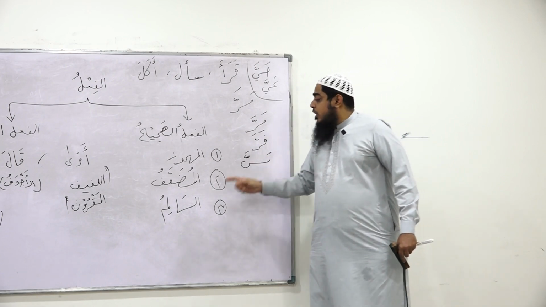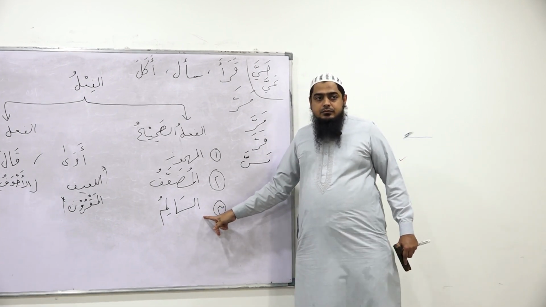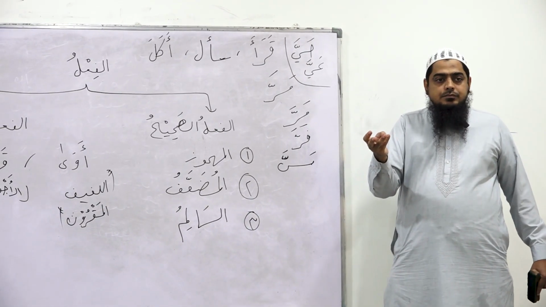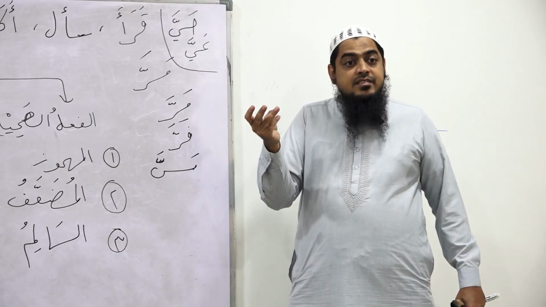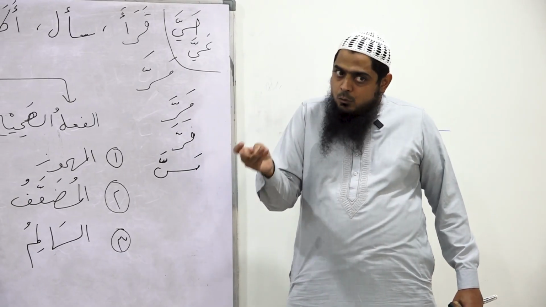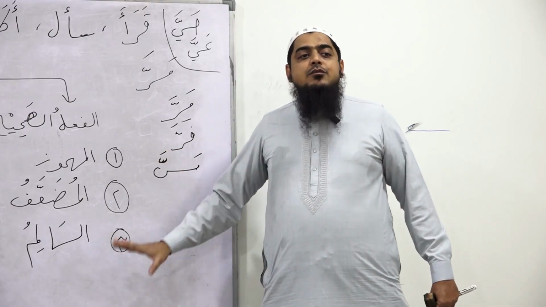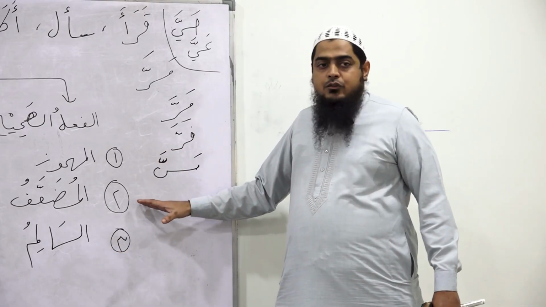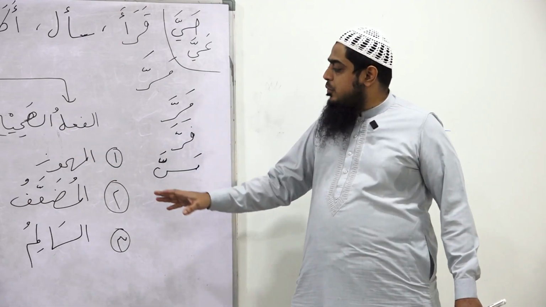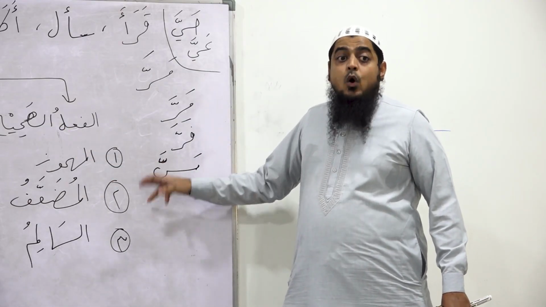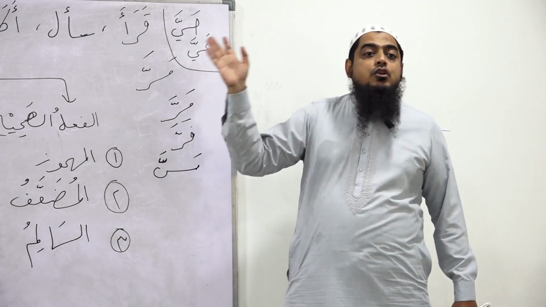Now we are done with Salim. Excuse me, all of you. We are done with Salim. We took Salim, we made Madi, we made Mudari, and we made Fi'l Amr, and then we inserted Jazim, and then we inserted Nasib. So we have seen the varieties of Salim. Now what remains? Mahmuz, Mudaf, and all those things. So next class we will see these. What happens to them if you make Madi? What happens to them if you make Mudari?